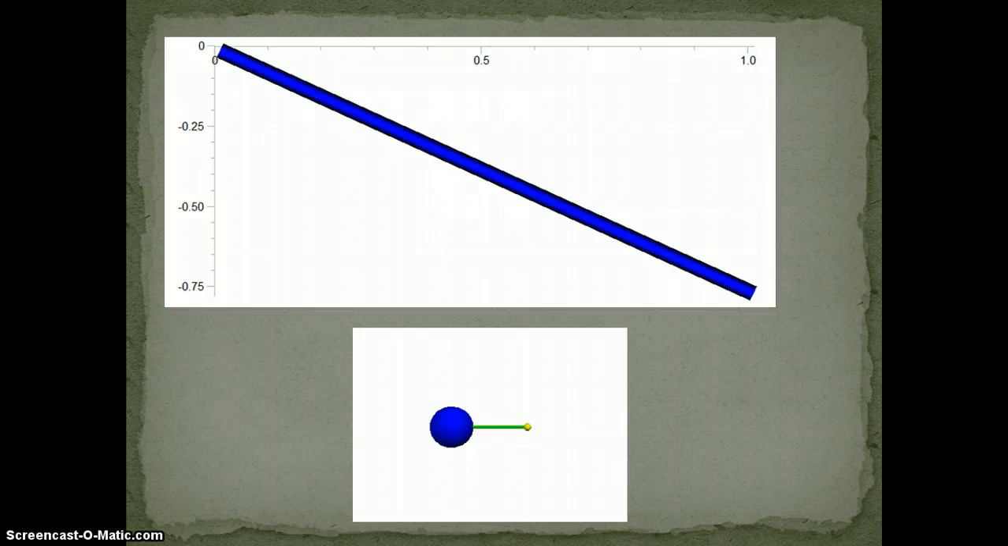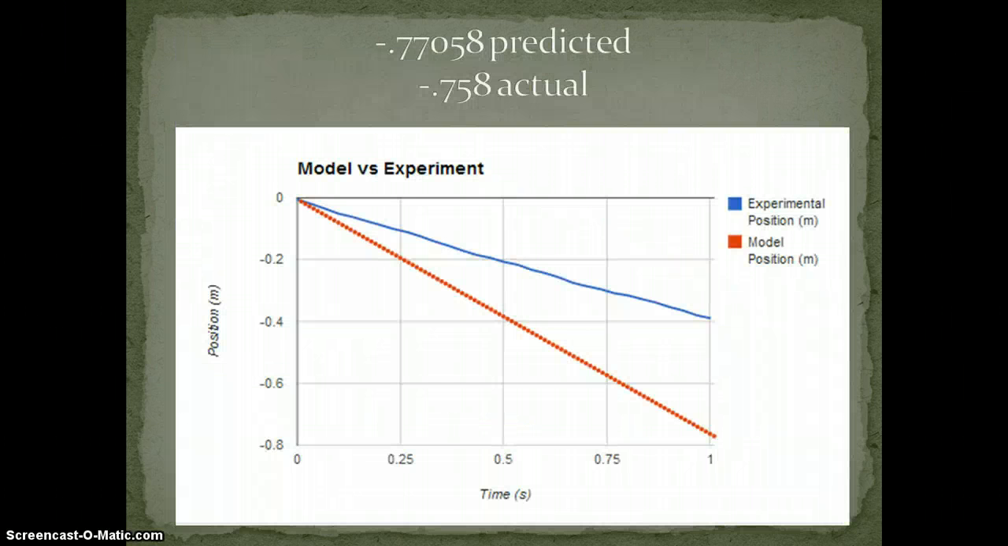The images shown here are from the computational model, and these are shown when the computational model is run. The top one is a graph from VPython, and the second one is an animated image, also calculated from VPython. This is a plot of the model of experimental position versus the model position, and is a position versus time graph. As you can see, the predicted value from VPython was negative 0.77058, and the actual value of the position was negative 0.758. There's not a huge difference between the two. There's only a 0.02 difference.